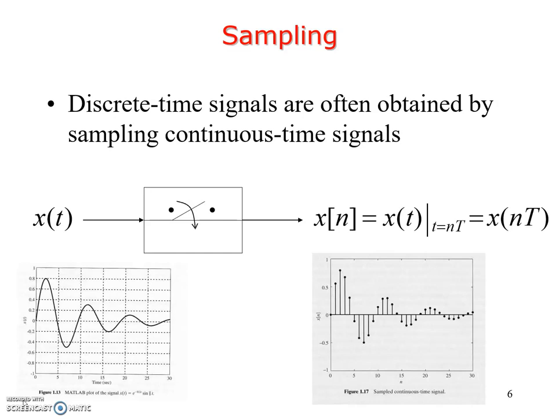Next is the sampling operation. We use sampling to convert a continuous time signal into a discrete time signal. In the block diagram, we have a sampler. The input to the sampler is x of t, a continuous time signal. When you apply x of t to the sampler, you get x of n. That is the sampling operation.